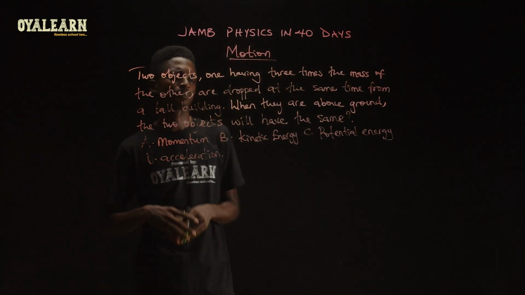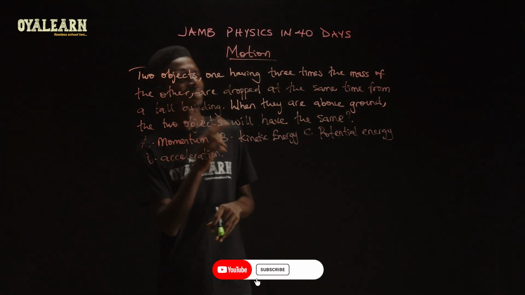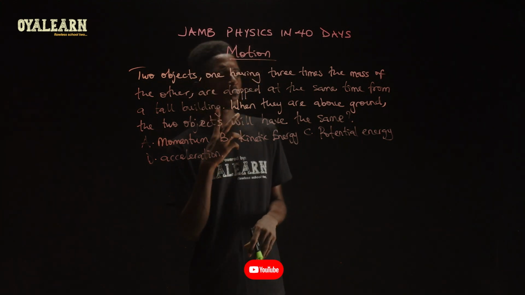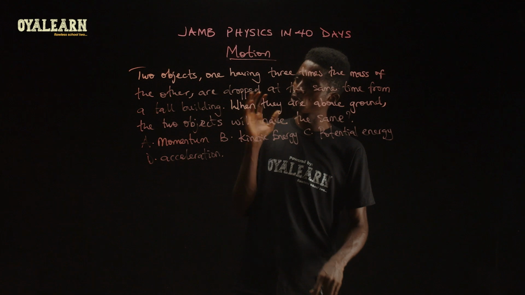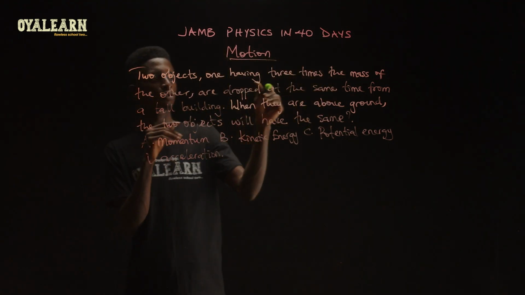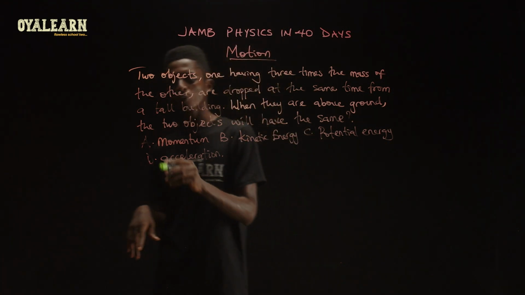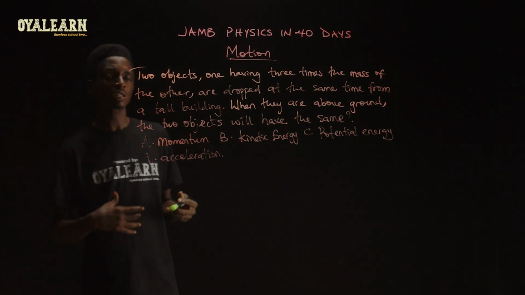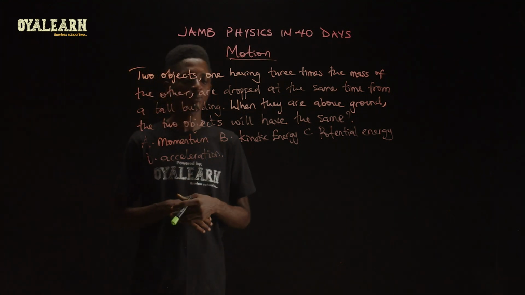Two objects, one having 3 times the mass of the other, are dropped at the same time from a tall building. When they are above ground, the two objects will have the same... Now, what do they have in common? Keep note that the mass of one of the objects is 3 times the mass of the other. So the first option we have is momentum. And momentum is mass times velocity. Since one of them has more mass, definitely they cannot have the same momentum.